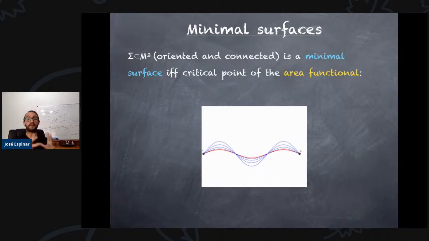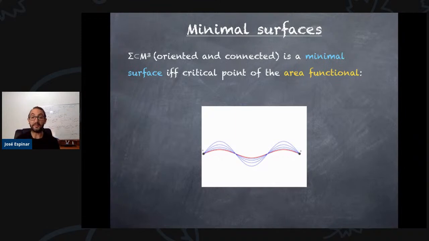So the way we are going to do that is the following. We are going to take a surface, in order to see that it's minimal. We're going to do a local variation of the surface. So the surface is this red line, this red curve, and the variations are the blue ones, okay?